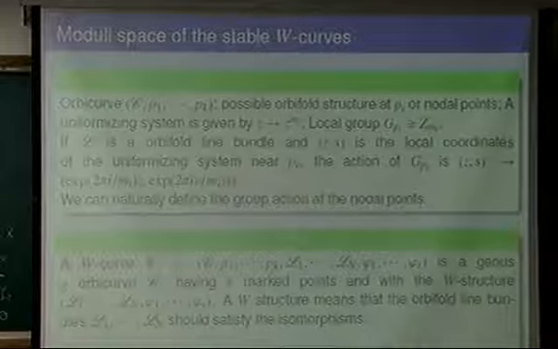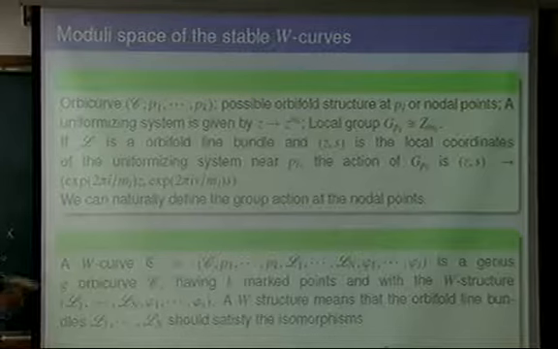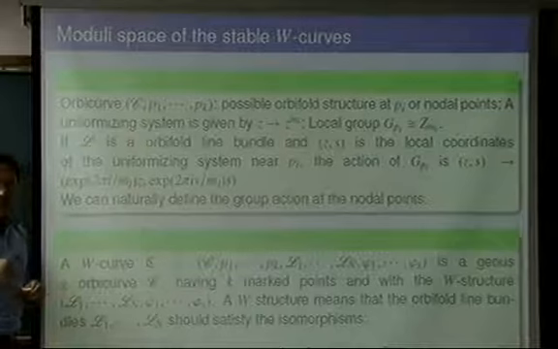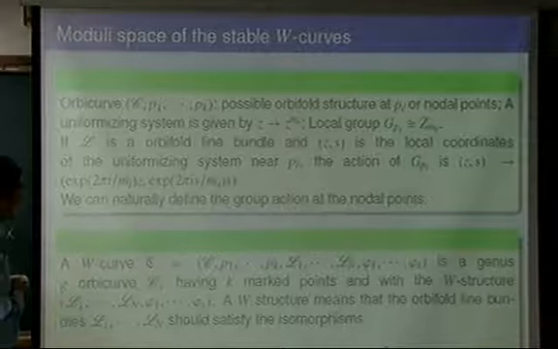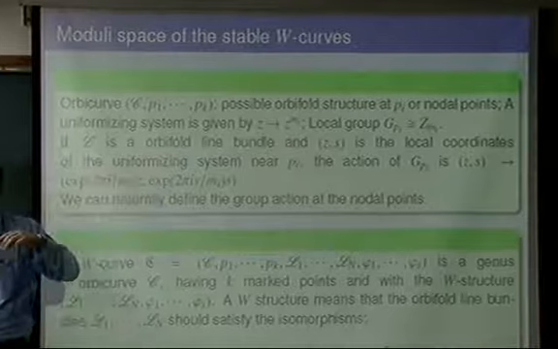So here there are some definitions. An orbifold curve is an algebraic curve C with k marked points, and near each marked point we may have orbifold structure. The orbifold structure is actually given by the uniformizing system, by this branched covering. So you can imagine, when you mod out by this action, you get a cone.